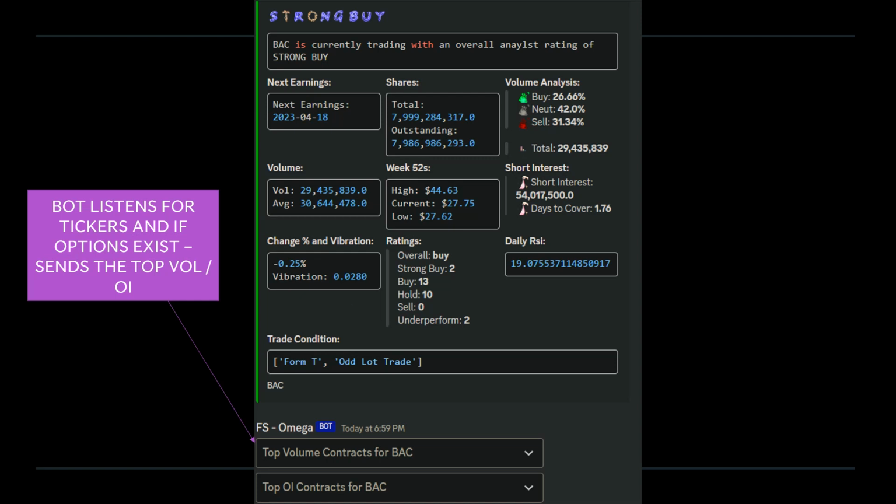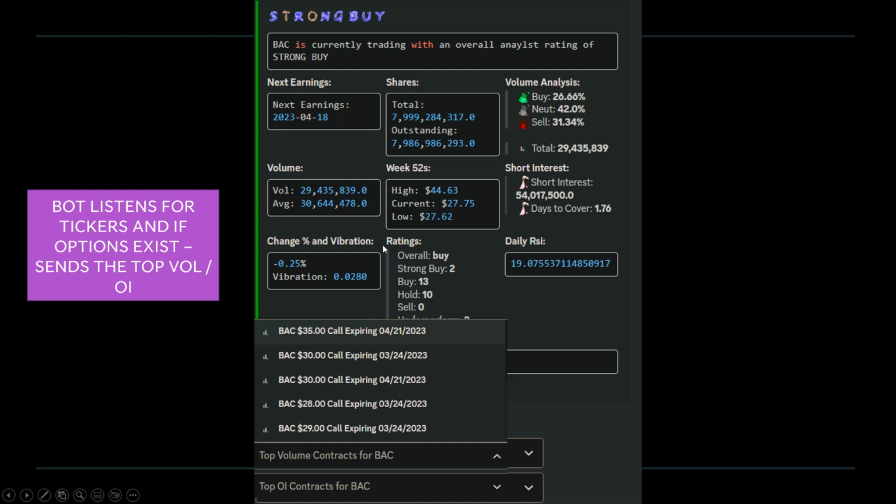Now, what the vibration ratio is, it simply means a rating of volatility. So the lower a vibration ratio is, the less volatile the stock is considered to be, and vice versa. Then you'll also get the trade condition down here at the bottom. And as an extra bonus, if the stock does have options available, you will also get a drop-down menu with the top volume contracts and the top open interest contracts for the ticker that posts.